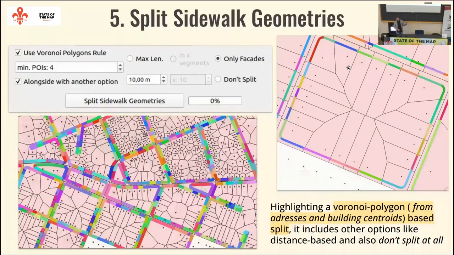Then the next step is to split the sidewalk geometries. The highlight is using Voronoi polygons of addresses, because many people ask, why do you split the geometries? That's because this is the reality in some places like Brazil. But there is also the option to not split sidewalks at all. Okay.